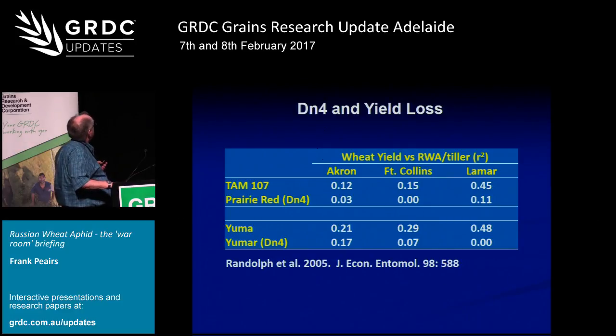Well, I take it back. I thought I had taken this slide out, but this shows two sets of sister lines, either with DN4 or without. And these numbers here show the relationship between the aphid and yield. So the closer you get to zero, the less effect the aphid is having on yield. And in every comparison at several sites, the cultivar without DN4 is much more affected by the aphids. And again, that translates to not needing to use an insecticide.